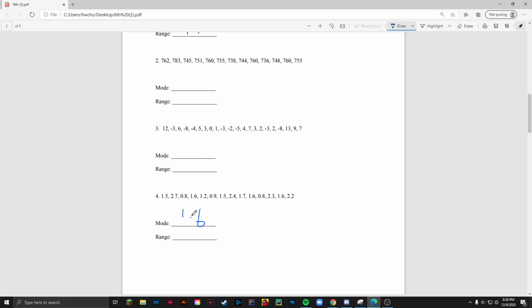Going over to the range, what is the smallest number in this entire data set? Well, with a quick look, I can tell it's 0.8 right here. What's the largest number? Looks like 2.7. So 2.7 minus 0.8, that's going to be 1.9, and that's going to be our answer. Got it? This is going to be the range, the max minus the min.